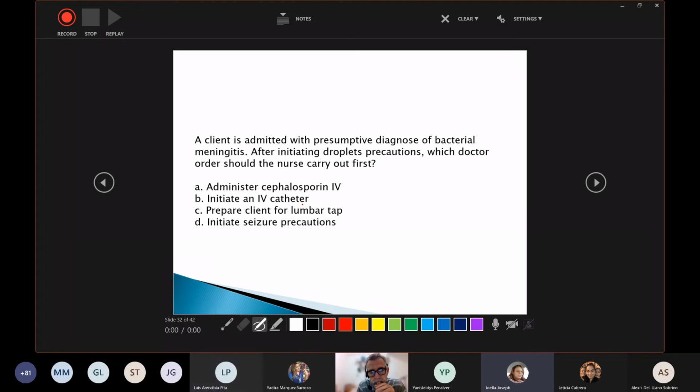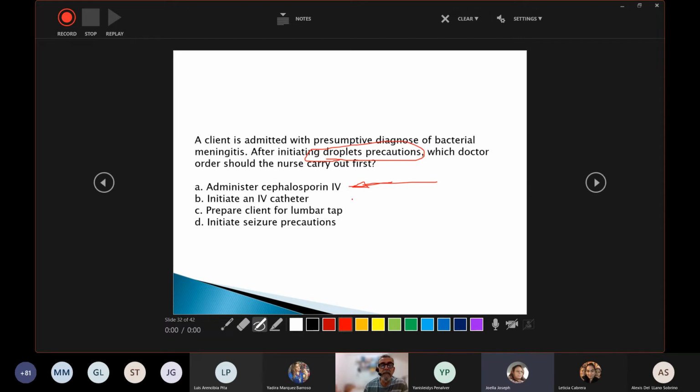Lumbar tap. Yes, I agree with you. Guys, you need to accept that the best answer there is C, prepare the client for lumbar tap. Why? Because in meningitis, after initiating droplet precaution to stop the dissemination of the disease, the priority is to give the antibiotic, because what can improve, save, cure the meningitis is the antibiotics.